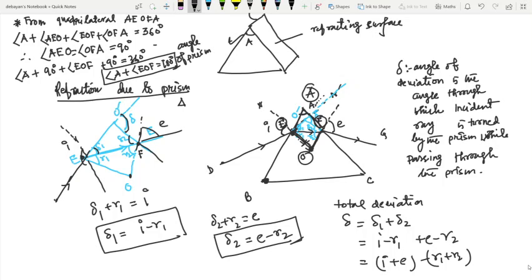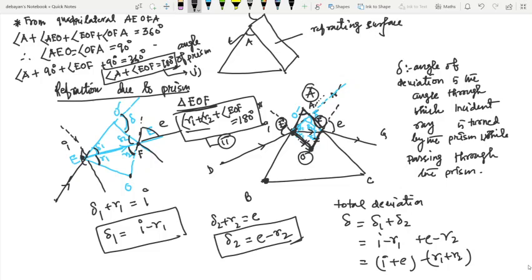Now if we compare these two equations, say this is equation number 1 and this is equation number 2, we find that the angle A equals R1 plus R2, because R1 plus R2 and angle A both combine with angle EOF. So comparing these two, we get A equals R1 plus R2.